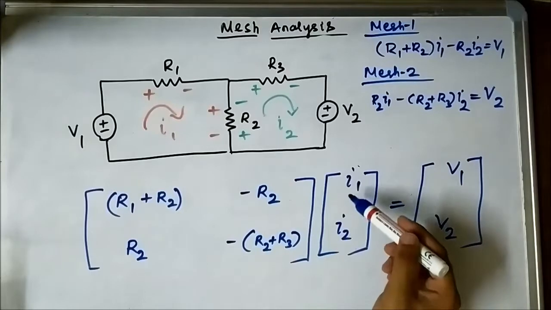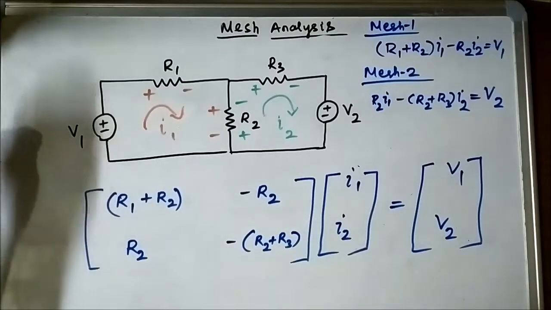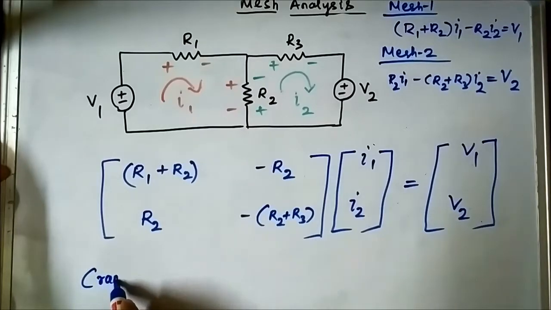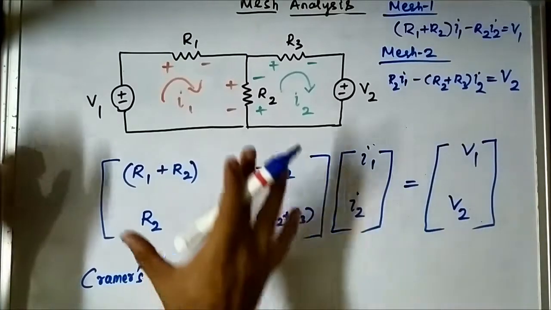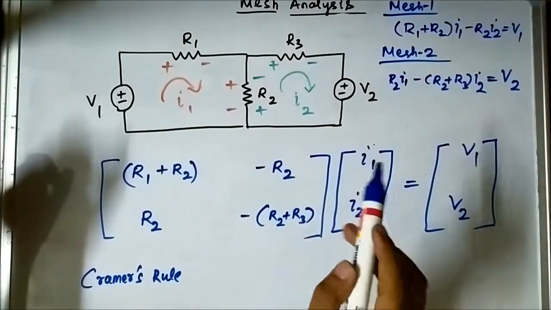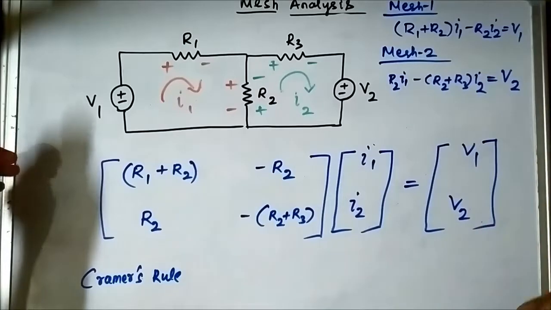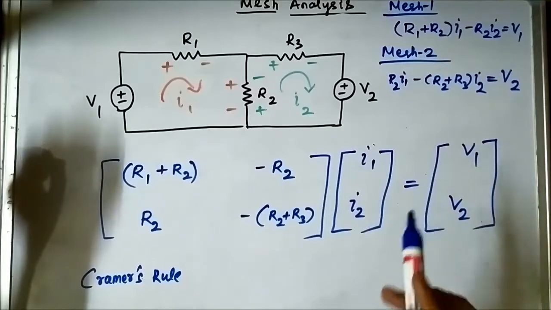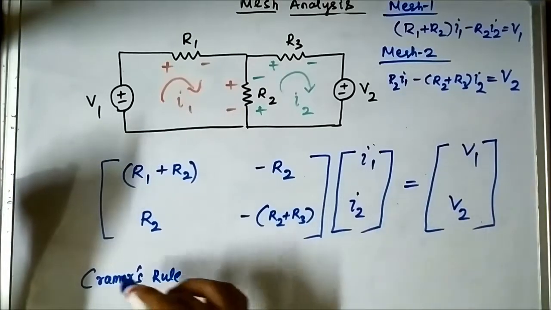Now in order to find the values of I1 and I2, you can use Kramer's rule. Kramer's rule comes in handy when there are many meshes given. Suppose there are 3 meshes, then there will be 3 equations involving I1, I2 and I3, 3 variables. In that case it will be very difficult to solve by variable substitution method. It will be very lengthy and there is more chance of committing a mistake. So in that case you can use Kramer's rule.